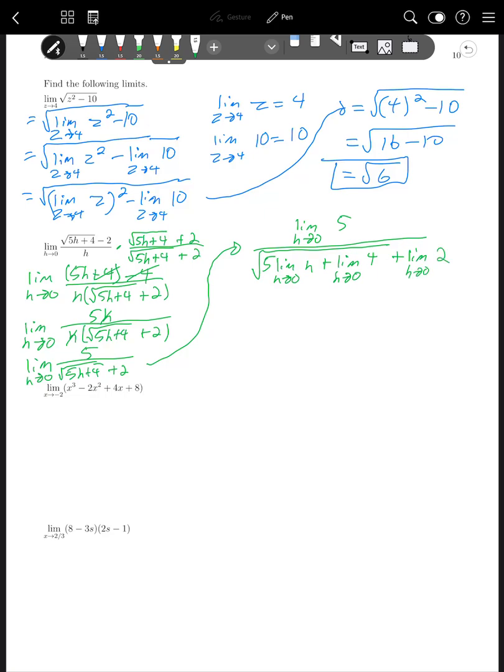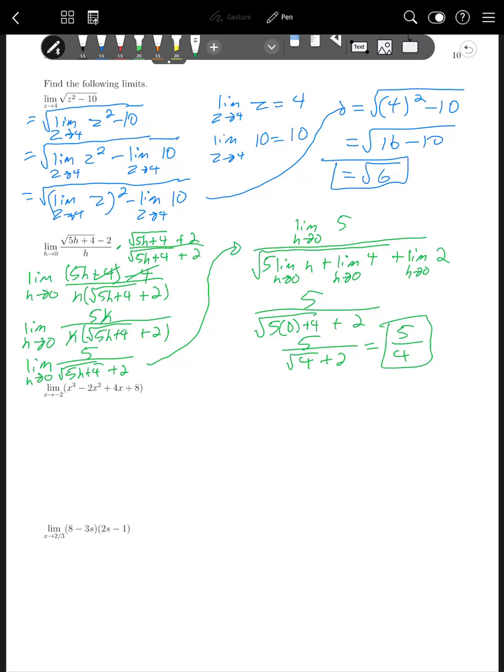Now I wrote out this step, but once you get used to this, you'll notice that really all you're doing is plugging in the 0 for the variable. Because the limits that are constant are going to stay the same, and the limits that have the variable are just going to get whatever the h is approaching plugged into it. So in this case, that's 5 over the square root of 5 times 0 plus 4, plus 2. So that's 5 over the square root of 4 plus 2, which is 5 over 2 plus 2, which is 5/4.